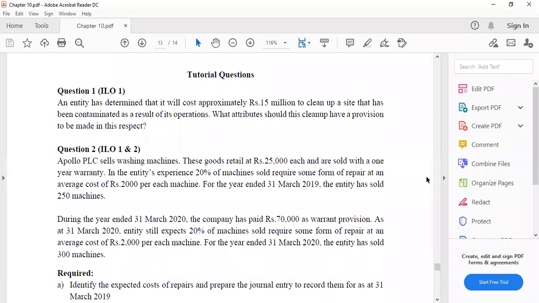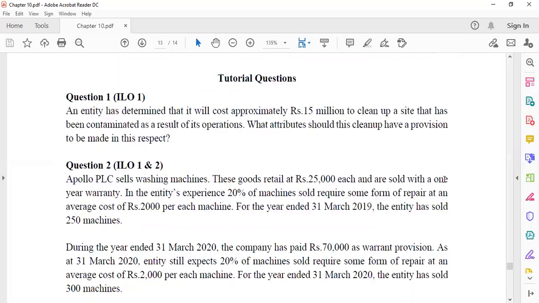Okay, so let's get started with question number 1, accounting for liabilities. We'll see what it is. An entity has determined that it will cost approximately rupees 15 million to clean up a site that has been contaminated as a result of its operation. What attribute should this cleanup have for a provision to be made in this respect?